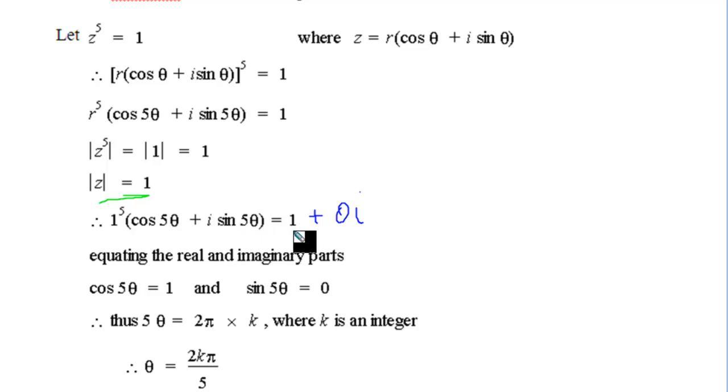So if it's equal to 1, well, 1 can be written as 1 plus 0i. If we equate the real and imaginary parts, cos of 5 theta is equal to 1, and sin of 5 theta is equal to 0. So there are our real and imaginary parts. Now, what's the value of 5 theta that makes cos of that angle equal 1 and sin of that angle equal 0?